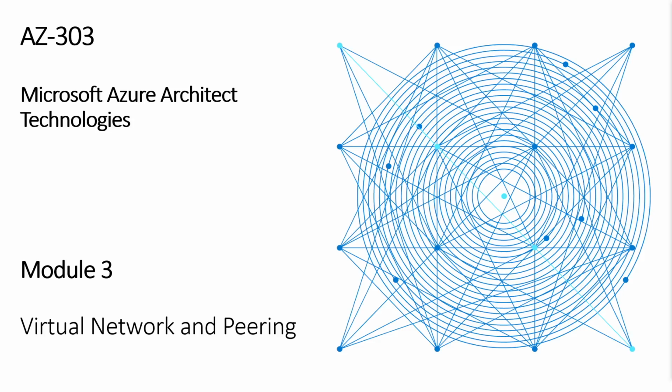Welcome everyone. In this module number 3, we will talk about virtual network and peering. And this is part of AZ-303 Microsoft Azure Architect Technology Certification. And that is module number 3.